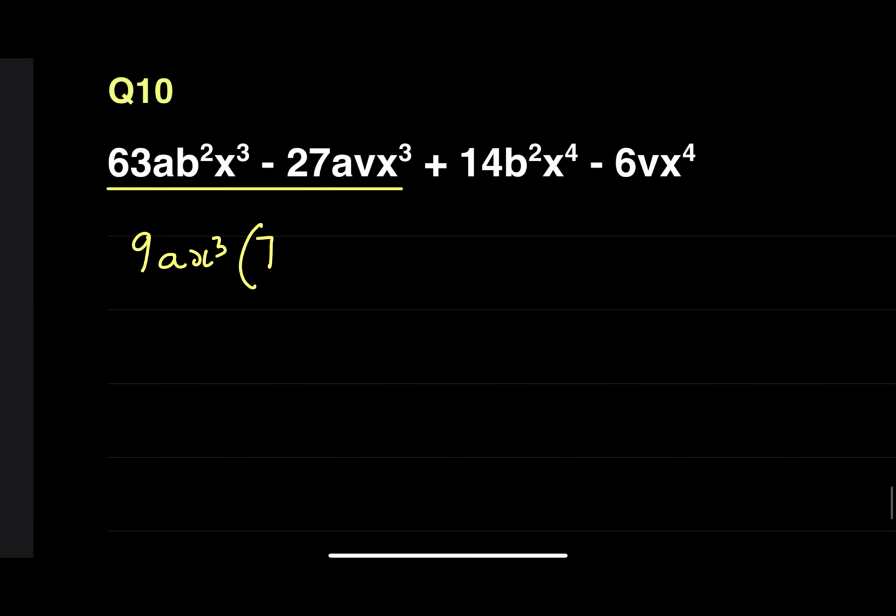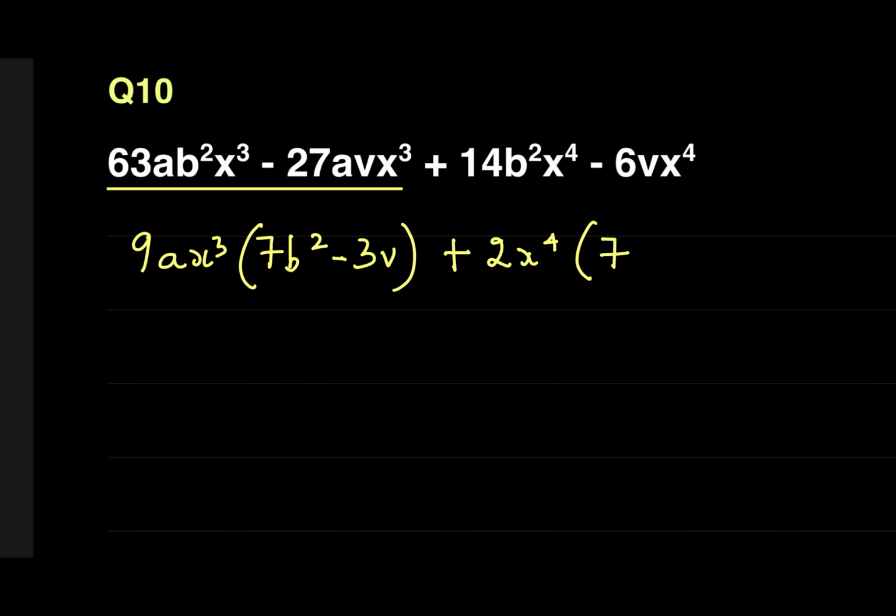9 7s are 63. A is already out. B square, minus 9 3s are 27. A is already out. X cube is out, so only v. Plus 14 and 6. 2 is common. B square is not common. X raised to the power 4 is common. 2 7s are 14. B square. X raised to the power 4 is already out. Minus 2 3s are 6. V. Okay, so what is happening here?